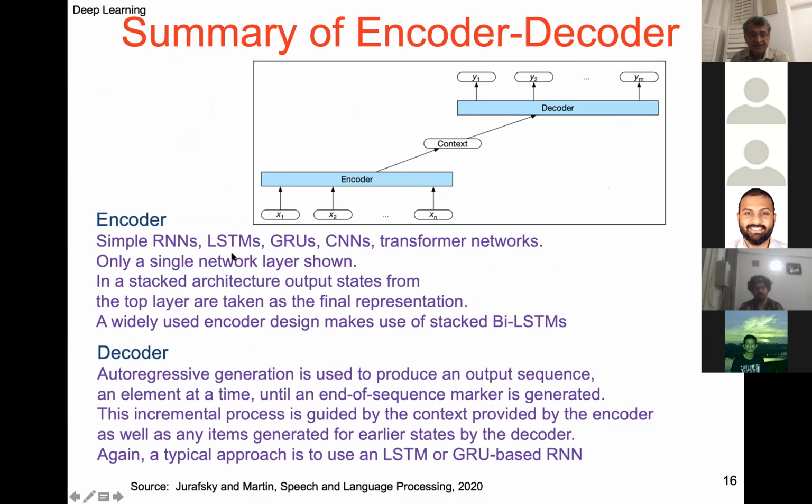So simple RNNs, LSTMs, GRUs, CNNs, transformer networks: the encoder could be any of these. Only a single network layer is shown. In a stacked architecture, output states from a top layer are taken as the final representation. A widely used encoder design makes use of stacked bi-LSTMs. So that's for the encoder. For the decoder, autoregressive generation is used to produce the output sequence, an element at a time, and so on.